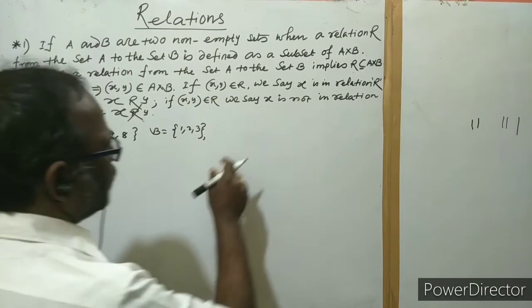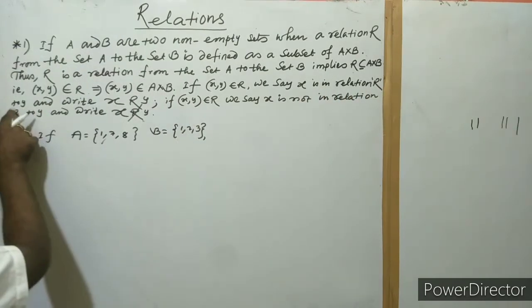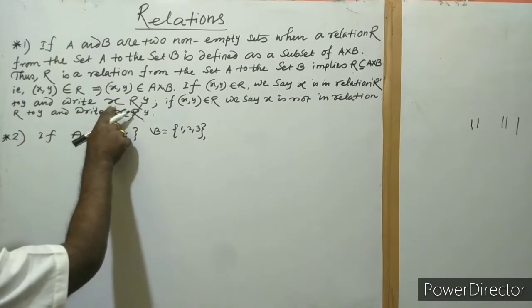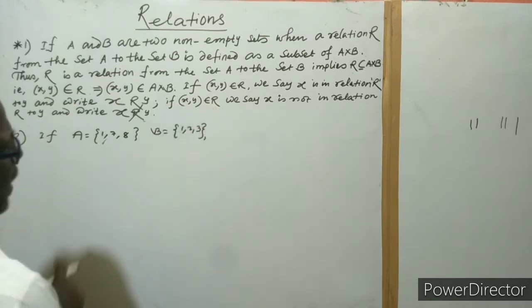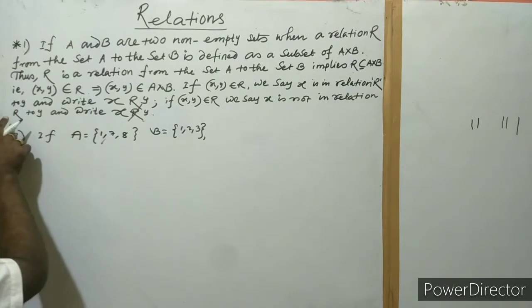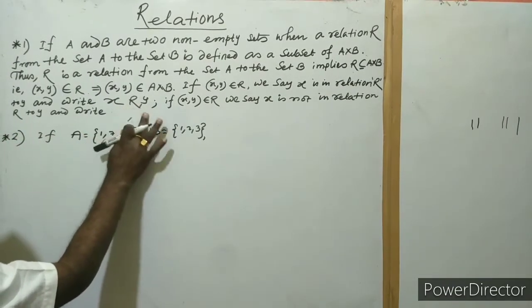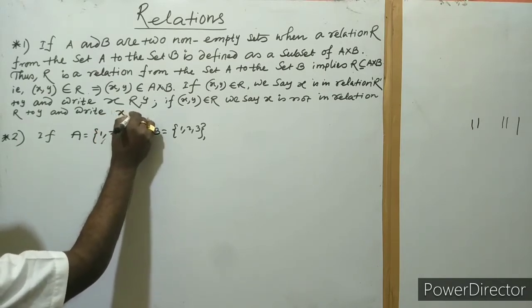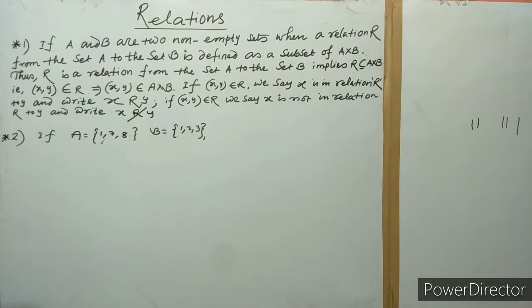In language we can say x is in the relation R to y, and write it as x R y, if x comma y belongs to R. Also we say x is not related by R to y, and it can be written as x R y with a cross through it. It means x is not related to y.